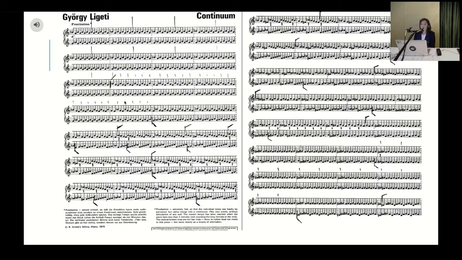And for Ligeti, this is what he had to say about the piece. The entire process is a series of sound impulses in rapid succession which create the impression of continuous sound. For me, let's just listen to it first. Okay, here we go.